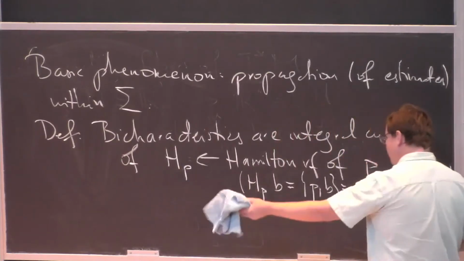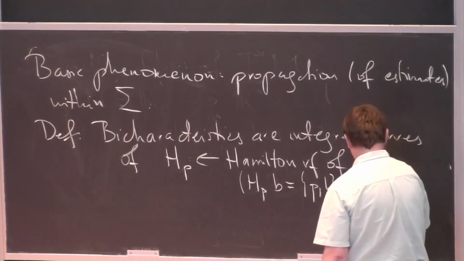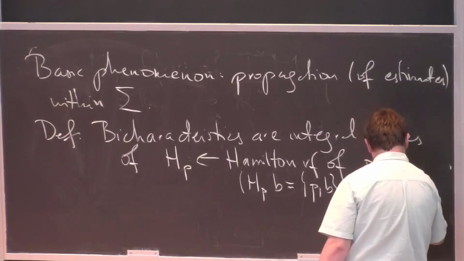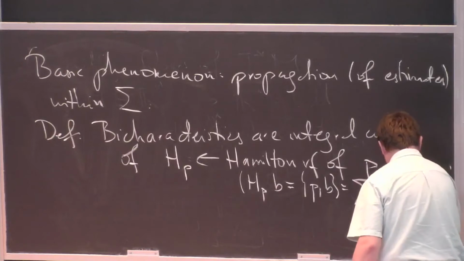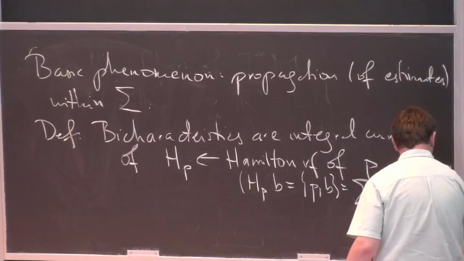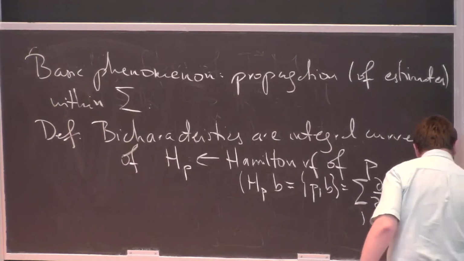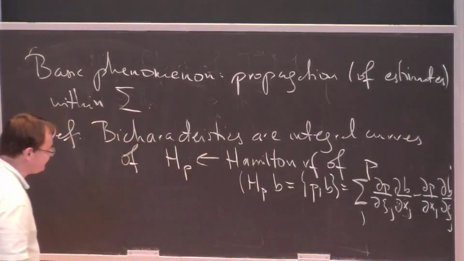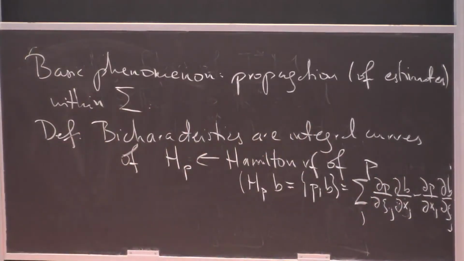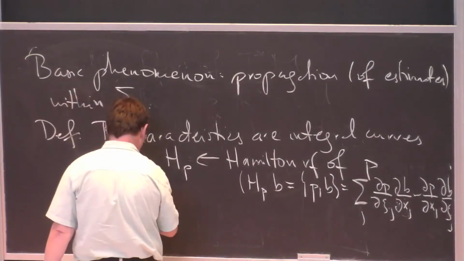And let me just write down the local coordinate version that Schuwen wrote down. So it's the sum over j of dP/dxi_j dB/dx_j minus the other way around, dP/dx_j dB/dxi_j. Sorry, I didn't give myself enough space. OK, and there's a parenthesis closed here. So bicharacteristics are just integral curves of H_P inside the characteristic set, inside sigma.